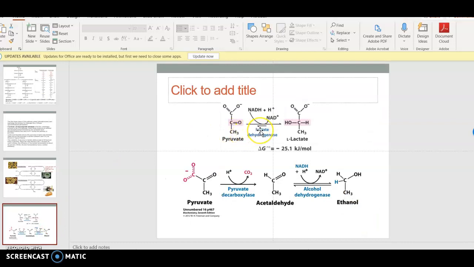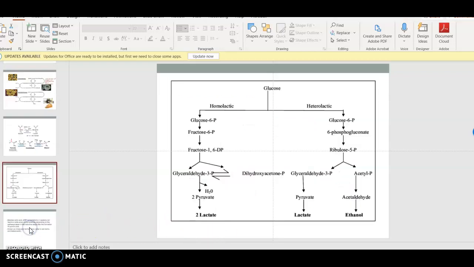Okay, so this is the example of the processes. For example, pyruvate will be turned into lactic acid, or in yeast, pyruvate first turns into acetaldehyde before it can be converted into ethanol. Okay, mainly used in bread and also in the brewery. Okay, alcoholic fermentation to produce alcoholic drink.